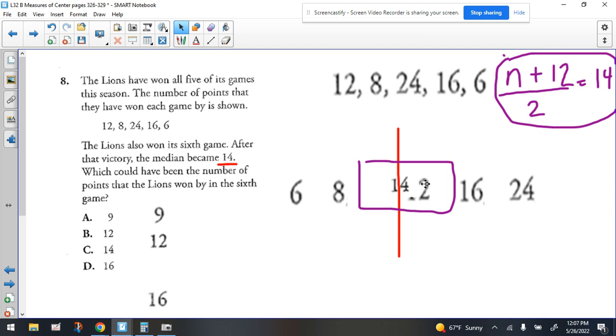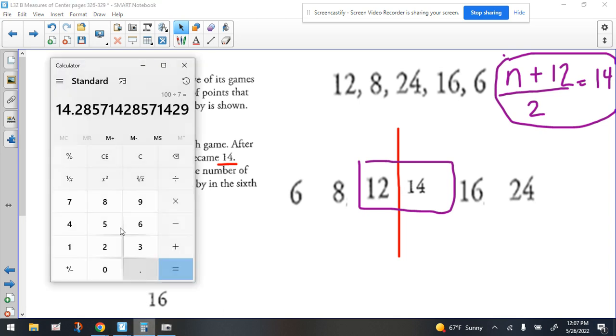Now, what if we put a 14 in the mix? Then that means we'd have to move this over here and this over here. Would that be a 14? If we added these two things together and divided by 2, would we get 14? So let's say you're not sure. Let's go through the motions on this. We're going to add these two numbers together. So that's 12 plus 14. We get 26. We'd have to divide that by 2 to get the average of those two numbers. And what do we get? We don't get 14. We get 13 on that.